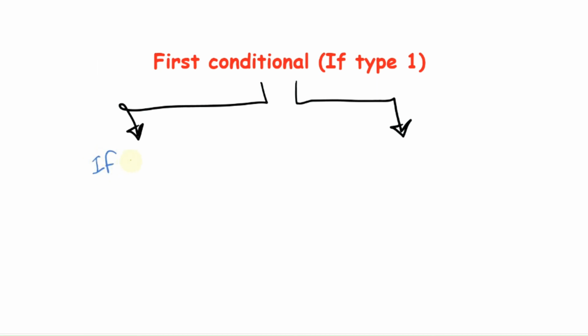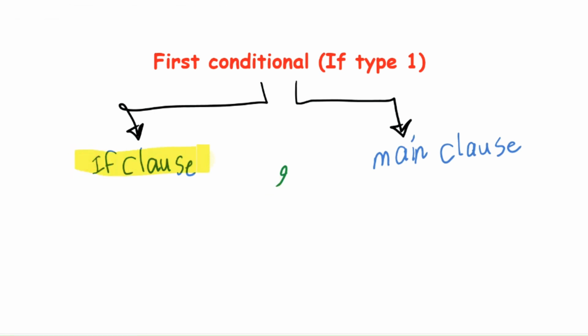Okay, as we said, first conditional or if type 1 sentences consist of two parts. The first part is the if clause. The second part we call the main clause. And it's very important to notice that between these two parts, we must write a comma. So the first part is the if clause, the second part is the main clause, and in the middle we have the comma.